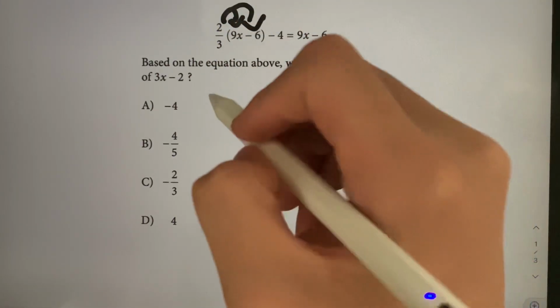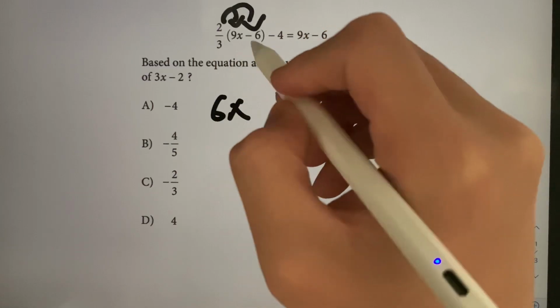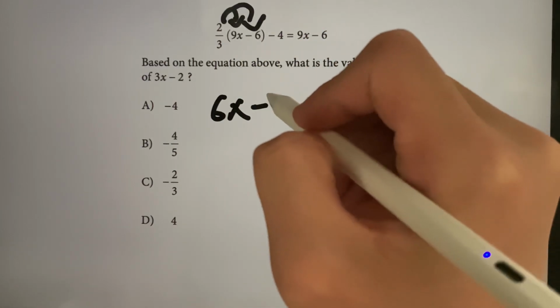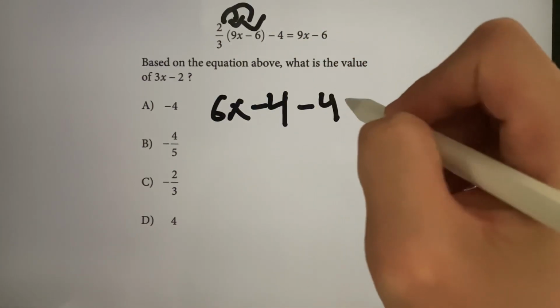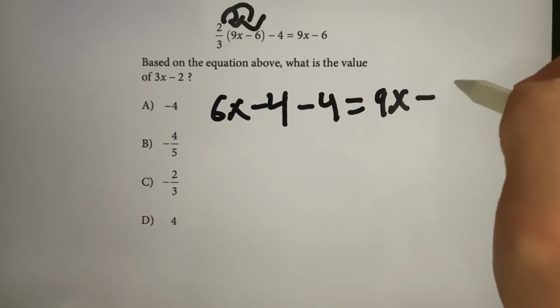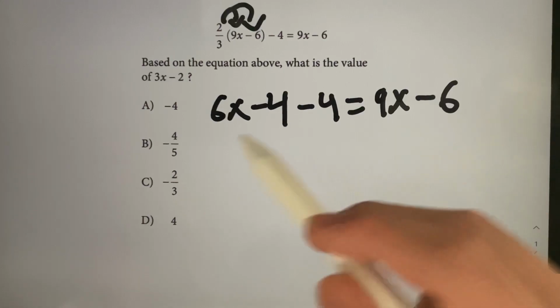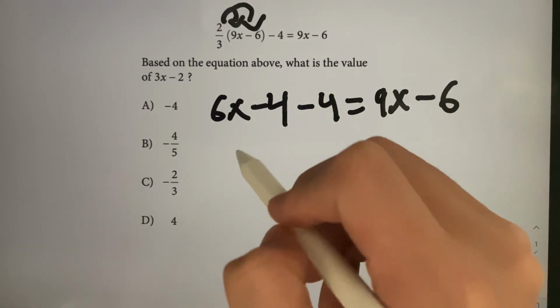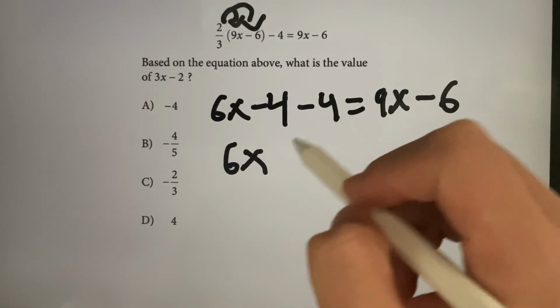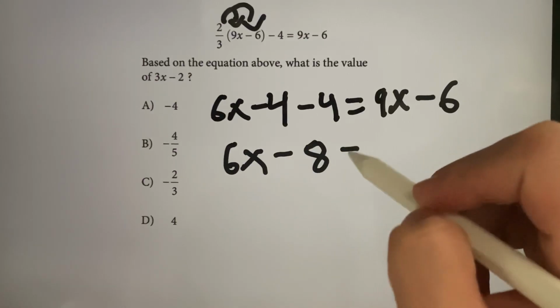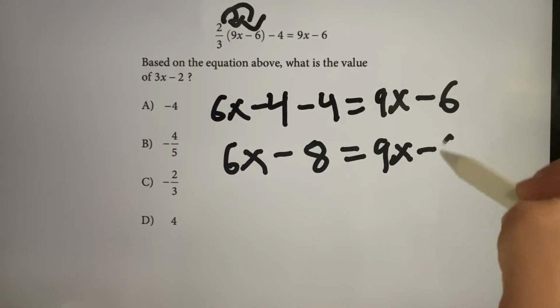2/3 times 9x, that's going to give us 6x. 2/3 times -6 is going to give us -4. Minus 4 is equal to 9x minus 6. Okay, no problems over here. Next, we're going to simplify like terms on each side. So in this case, 6x is just by itself. -4 minus 4 is going to give us -8. That's equal to 9x minus 6.